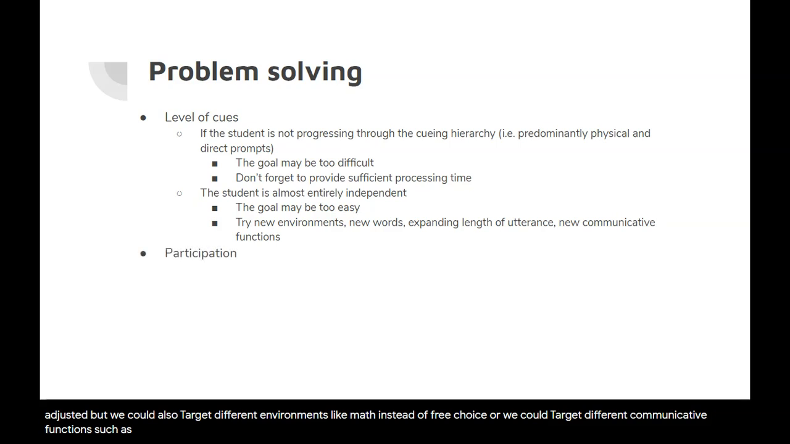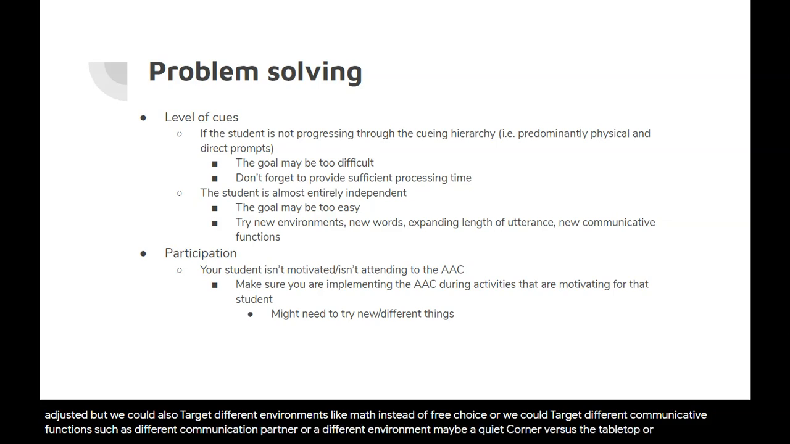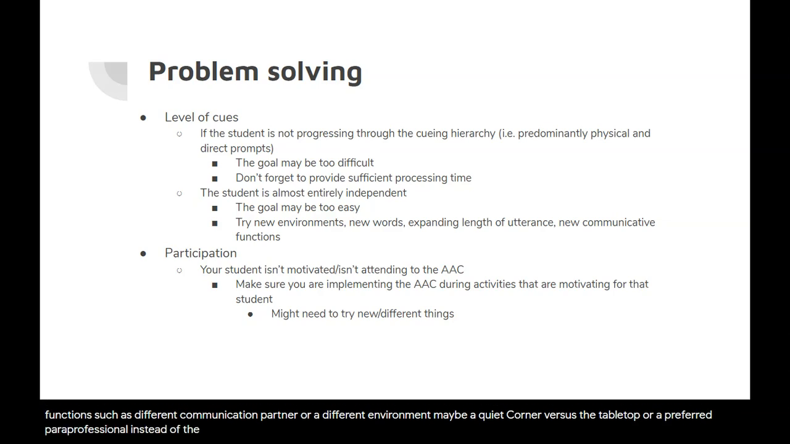Other teams struggle with student participation and motivation. While academic tasks are not always motivating for students, it is important to have at least one activity that is truly motivating. A fun, new activity can be a great way to obtain joint engagement. If the student is still struggling to participate, try a different communication partner or a different environment. Maybe a quiet corner versus a tabletop, or a preferred paraprofessional instead of the teacher as a communication partner.